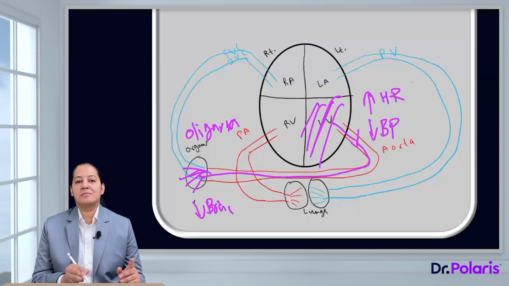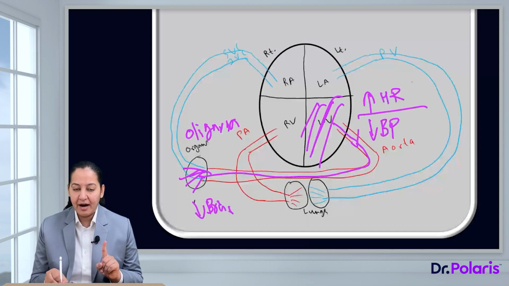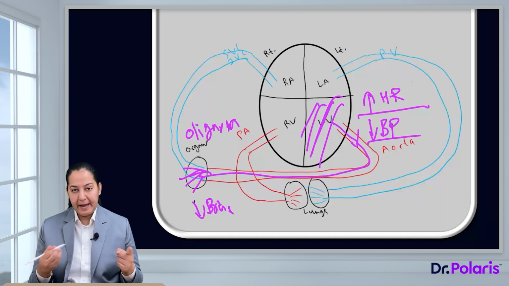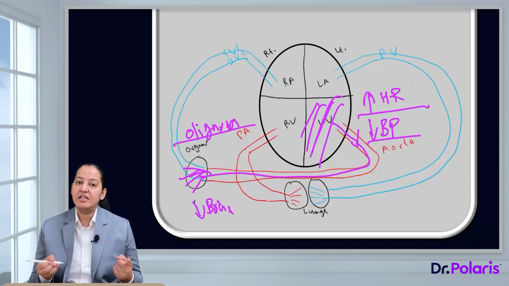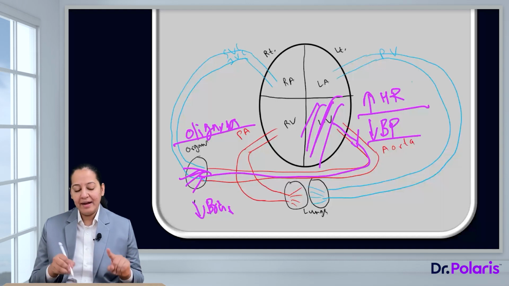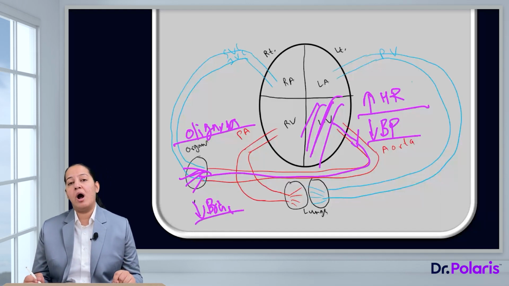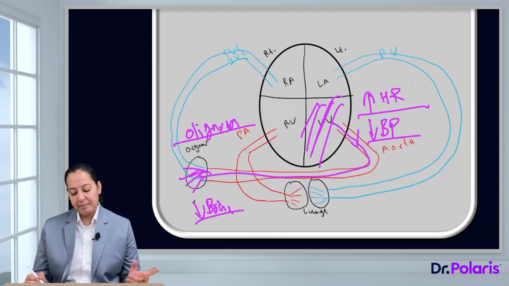So these are the symptoms: increased heart rate, that is tachycardia; decreased blood pressure, that is hypotension; less blood to the kidney, renal insufficiency leading to oliguria or anuria; and decreased blood to the brain leading to altered mental status. It can be coma, it can be death also. So these are the symptoms.